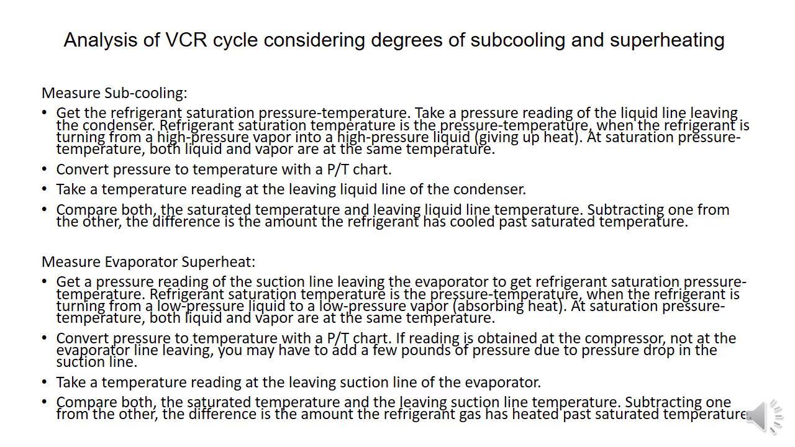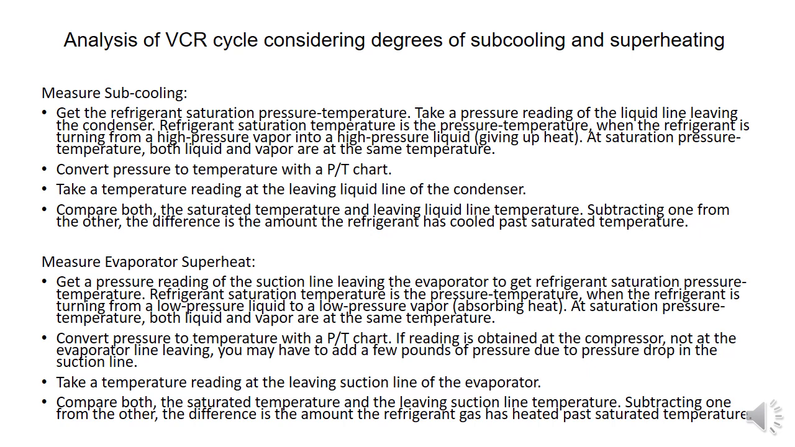The analysis of the vapor compression cycle considering the degree of subcooling and superheating is done in two different steps: measure subcooling and measure superheating. So where is it located and how do we measure? First of all, the saturation pressure and temperature are required throughout the cycle, and one chart is drawn. For subcooling, the pressure reading of the liquid line leaving the condenser needs to be noted down, while for superheating the pressure reading leaving the evaporator needs to be noted down.